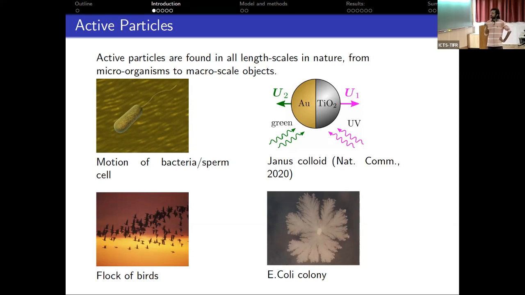So these particles can basically generate motion by themselves by taking energy from the environment. In collective phenomena, we can see a flock of birds or a bacterial colony forming and growing with time. These are some typical examples of active particles which we see in nature from the microscale to the macro scale.